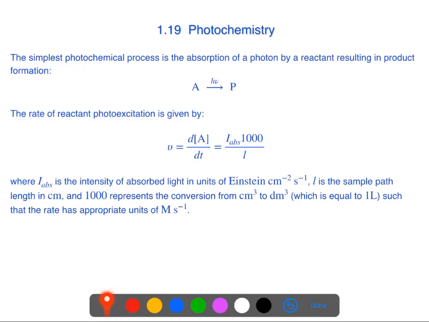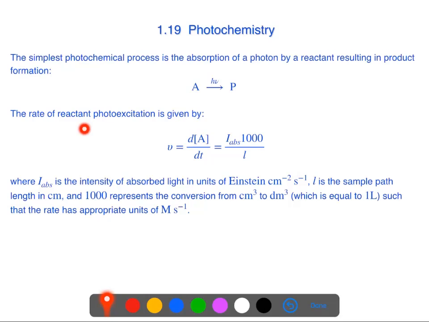Now, the simplest photochemical process is the absorption of a photon by a reactant, resulting in product formation. And that's shown by this scheme here, where A is interacting with a photon with an energy of h nu, and eventually we're transforming that reactant into product.